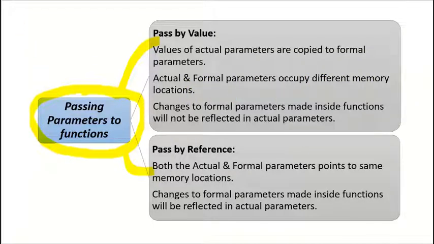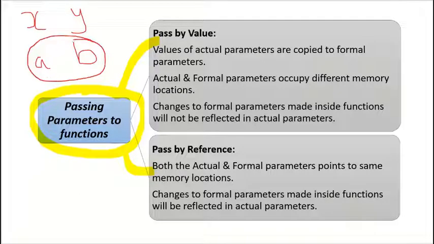If my actual parameters are x and y and the formal parameters are a and b, then these four parameters are actually taking different memory locations. So any change in the formal parameters will not be reflected in the actual parameters. Anything changed inside the function will not affect the actual parameters.